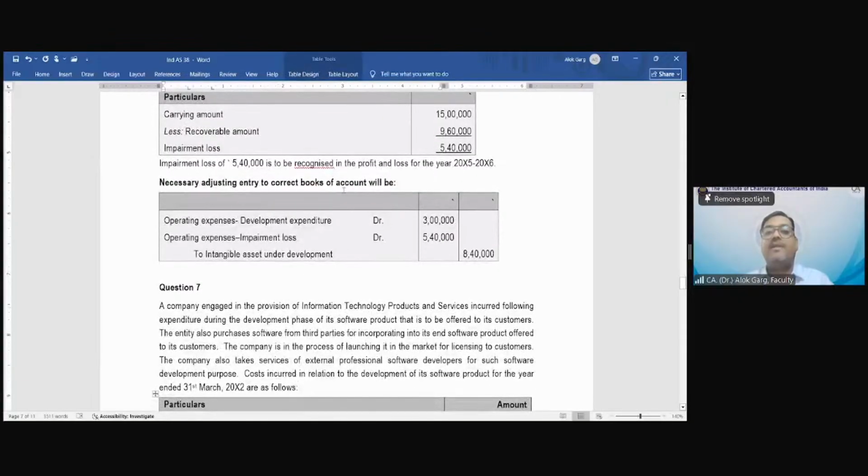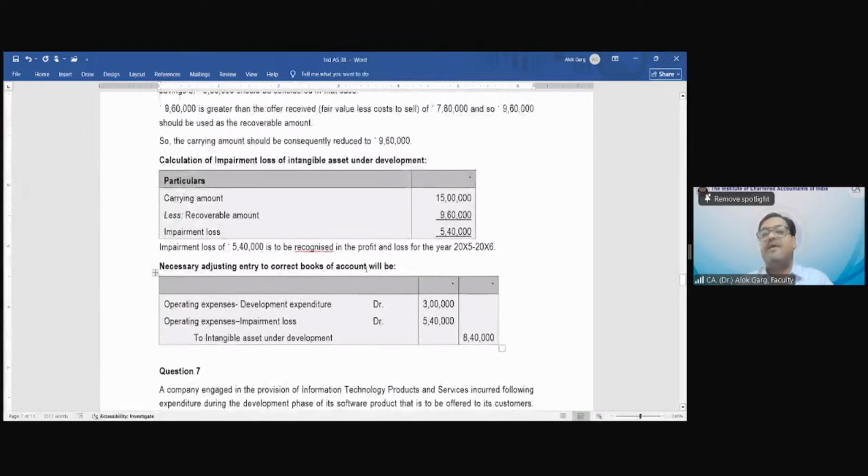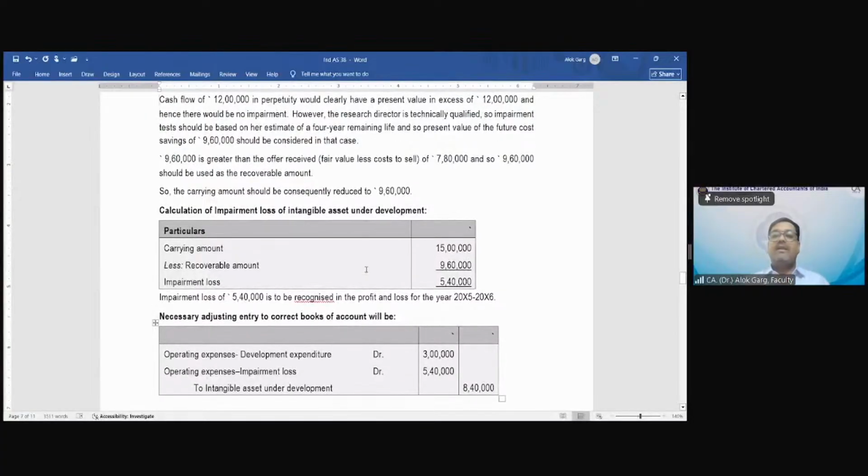What is the accounting entry? The following accounting entry is required to correct the books of accounts. Operating expense, research phase expense account debit 3 lakh, operating expense impairment loss 5 lakh 40,000, and the intangible asset under development 8 lakh 40,000. This is the accounting entry. Is this entry clear to everyone? Yes, sir.